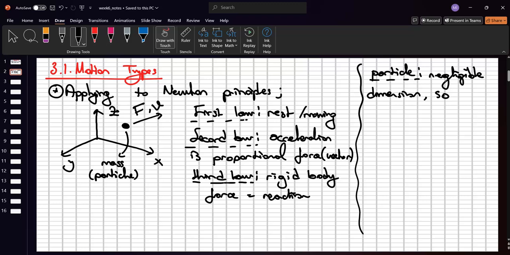Which type of motion can happen in this system on the particle? Why? Yes? Can't rotate. Why can't it rotate? Because it has no dimension. Yes. If you want to talk about rotation, we need a dimension.